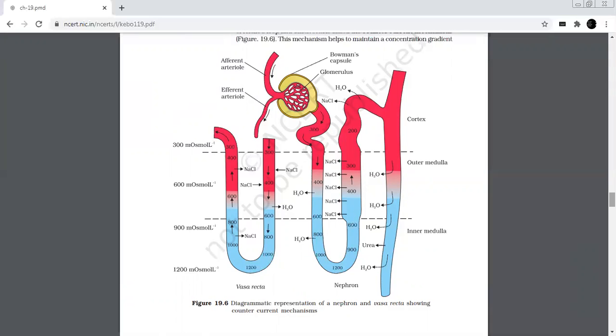The basic concept involves the loop of Henle and vasa recta. You can see where the vasa recta and loop of Henle are in the diagram. The loop of Henle and vasa recta play an important role in this mechanism. The flow of filtrate in the limbs of the Henle's loop is in opposite directions and thus forms a countercurrent. The flow of blood within the two limbs of vasa recta also occurs in a countercurrent pattern.